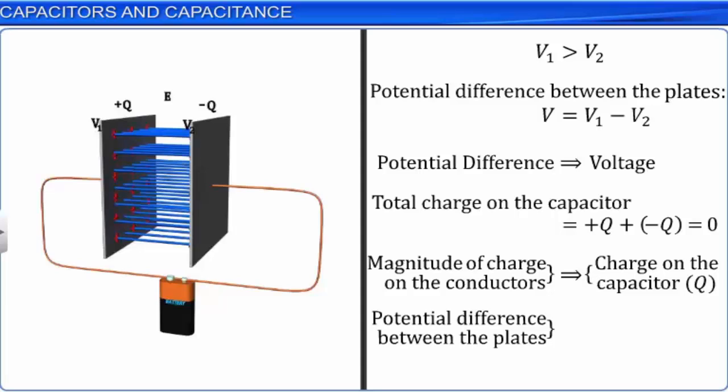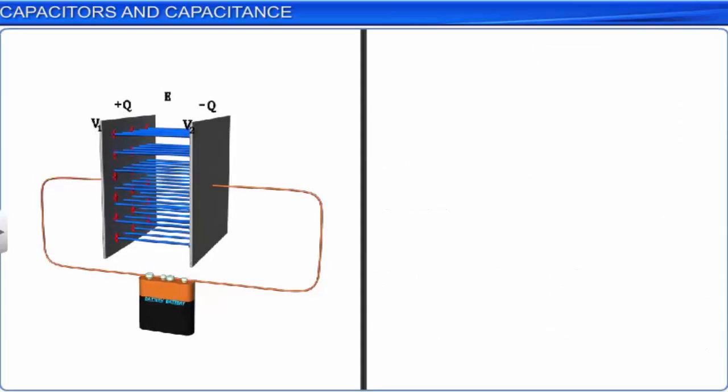The electric field strength in the region between the plates increases as the magnitude of the charge on each plate of the capacitor increases. Then, the potential difference between the plates also increases.